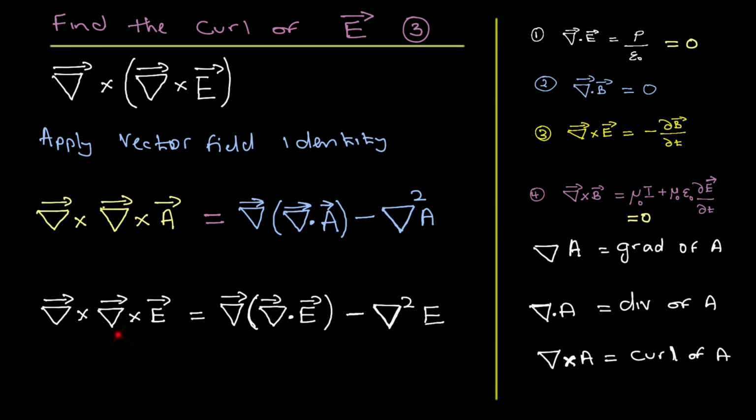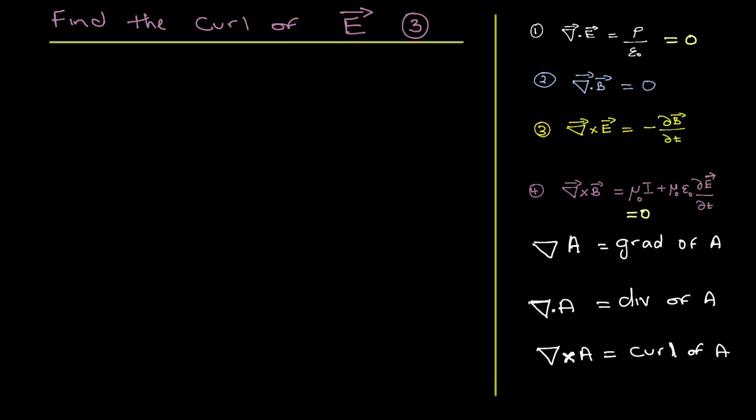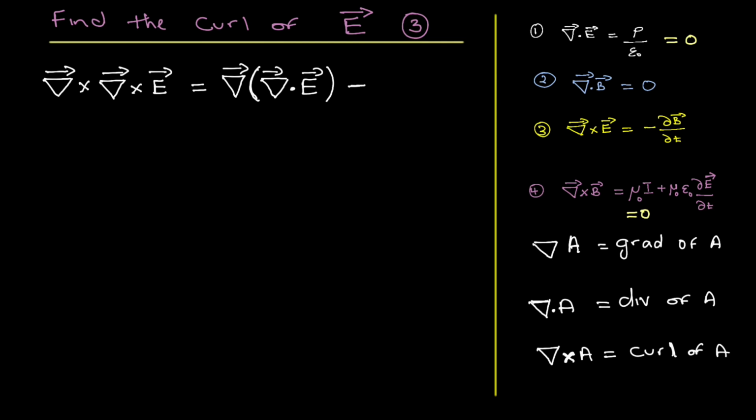Now we need to find out what this is. So we are finding the curl of the curl of electric field. We're applying the curl to equation 3, and this is what we got. We're applying the identity, and we got the grad of the divergence of electric field minus the Laplacian of electric field. So we need to work this out and work that out. In order to do this, we need to do it in vacuum, which means the density of charge will be 0, so there'll be no charge and no current.